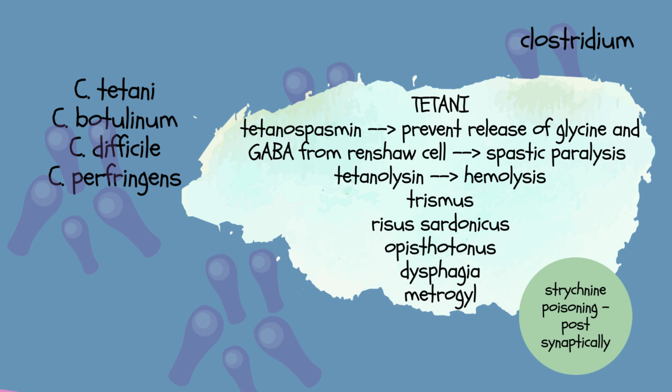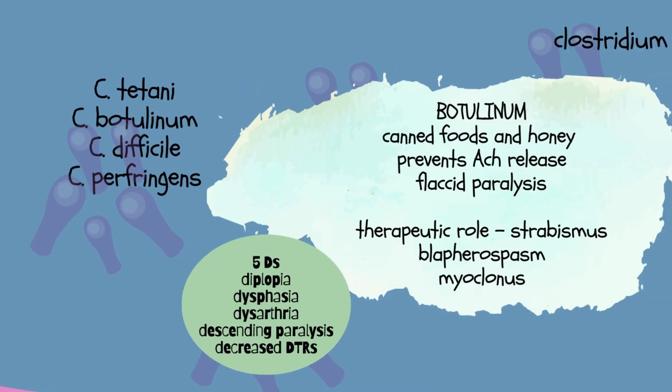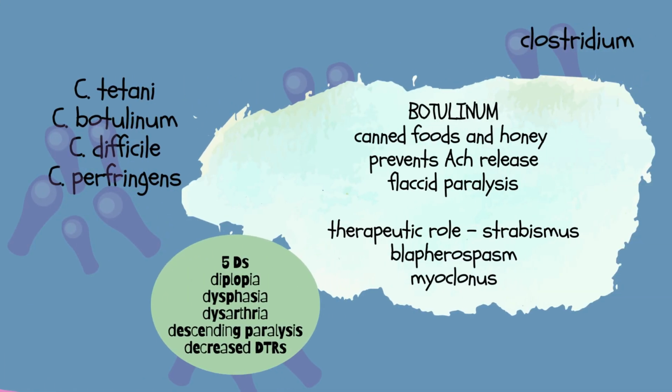Okay. So the clinical features are trismus, which is difficulty in opening the jaw, risus sardonicus, opisthotonus, that is a back arched posture, and dysphagia. The treatment of choice is metronidazole. The tetanus-like picture can be seen in strychnine poisoning, which can mimic tetanus, but the difference is tetanospasmin acts presynaptically, strychnine poisoning acts postsynaptically.